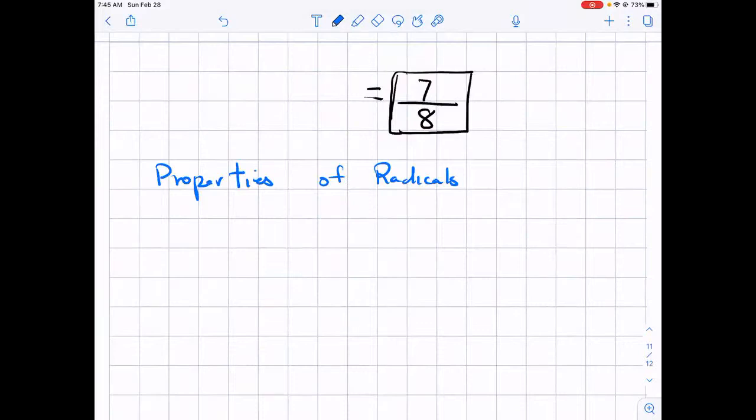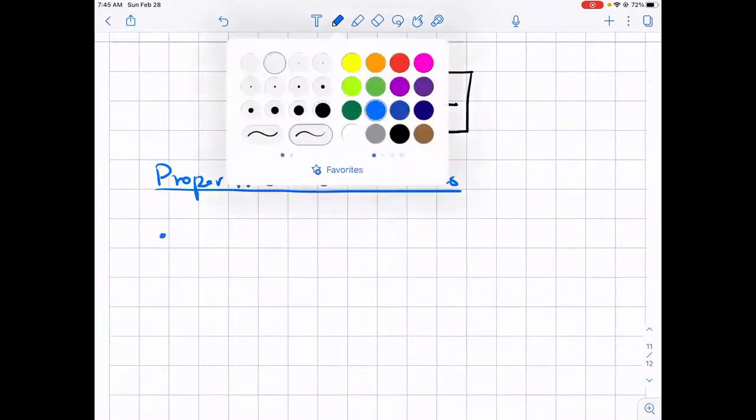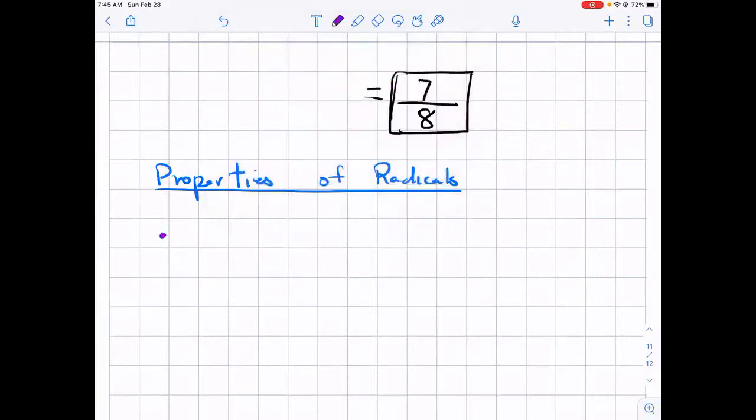The first property we'll talk about is if we have the nth root of a to the m power. This can be written as the nth root of a, everything to the m power.